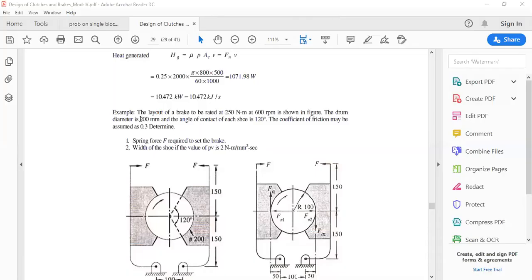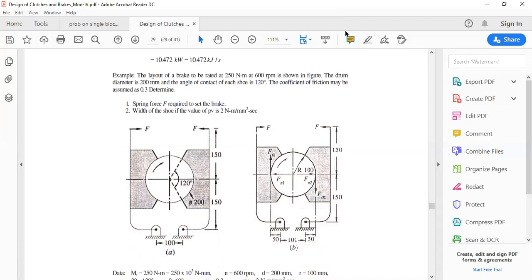In other kinds of problems, in the previous problems we have come across, all the brakes are single block brakes, but the case may be related to a double block or double shoe brake. Double shoe brake means you will be getting the block on either side, say upward and downward or left side and right side. So in this case you have to see what is given here.